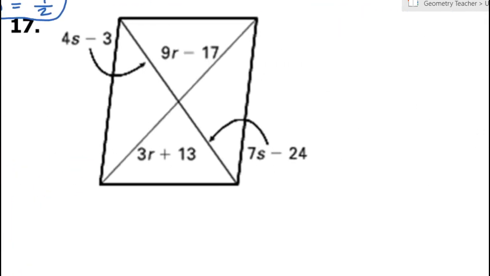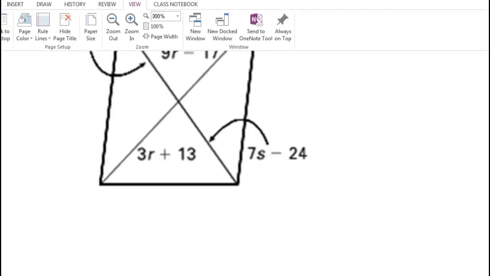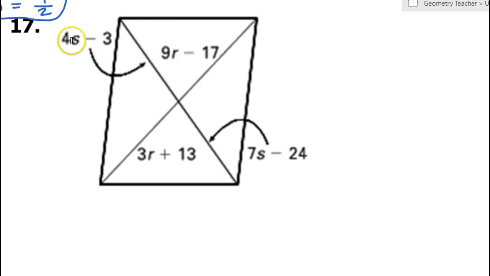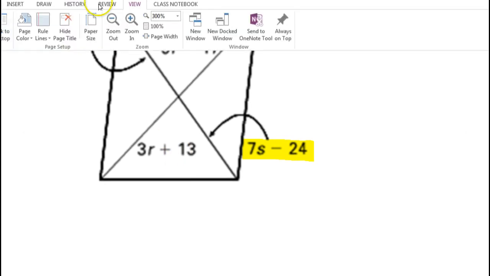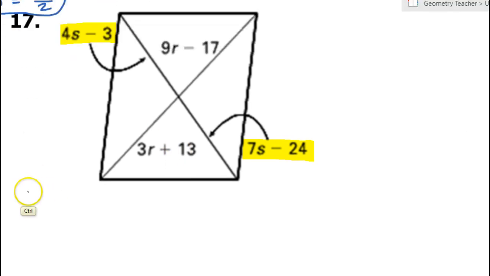Number 17 is a busy little graph. But in the end it's very similar to what we've been doing. So let's start with these. These are two halves of the same diagonal, so they should be congruent. So that means that 7s minus 24 should equal 4s minus 3.